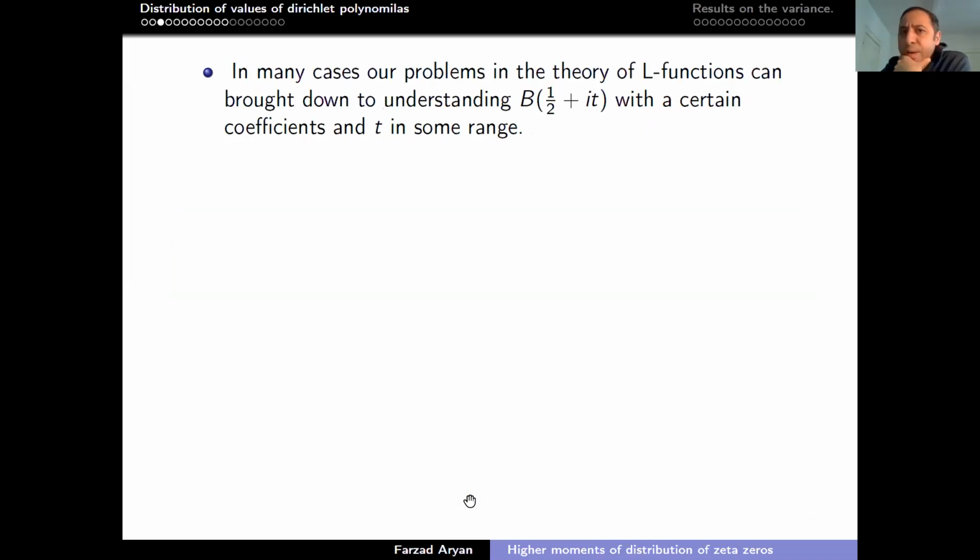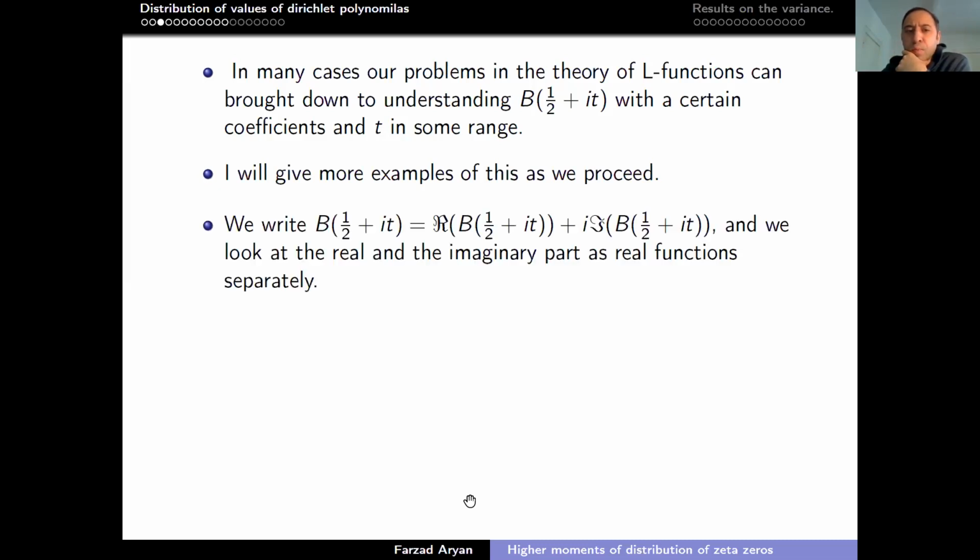So many of the problems we have in the theory of L functions come down to understanding, one way or another, a Dirichlet polynomial for a certain coefficient and in some ranges. I gave you an example of how the zeta function would be represented in terms of that approximation. I'll give more about it.